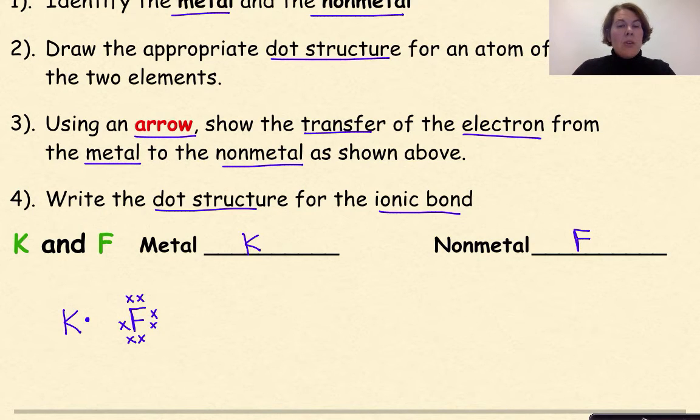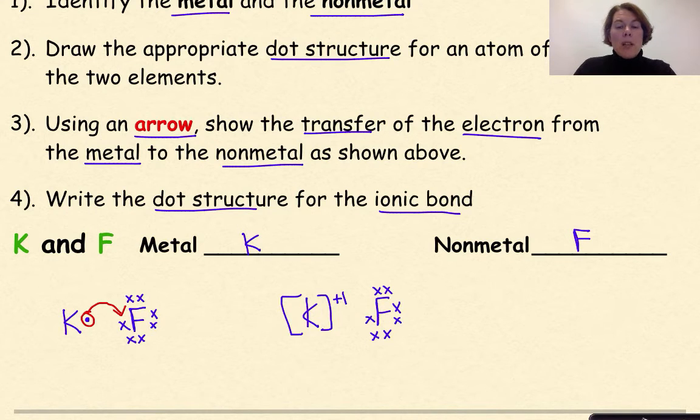Then it says use an arrow, show the transfer of the electron from the metal to the nonmetal. So here I'm going to circle the valence electron from the potassium and show it donating to this fluorine atom over here. As a result, I can now write the dot structure for the ionic bond. So now I'm going to write K with brackets around it, plus 1, because it lost that 1 valence electron. I'm going to write my fluorine with its original 7 valence electrons, 4, 5, 6, 7.